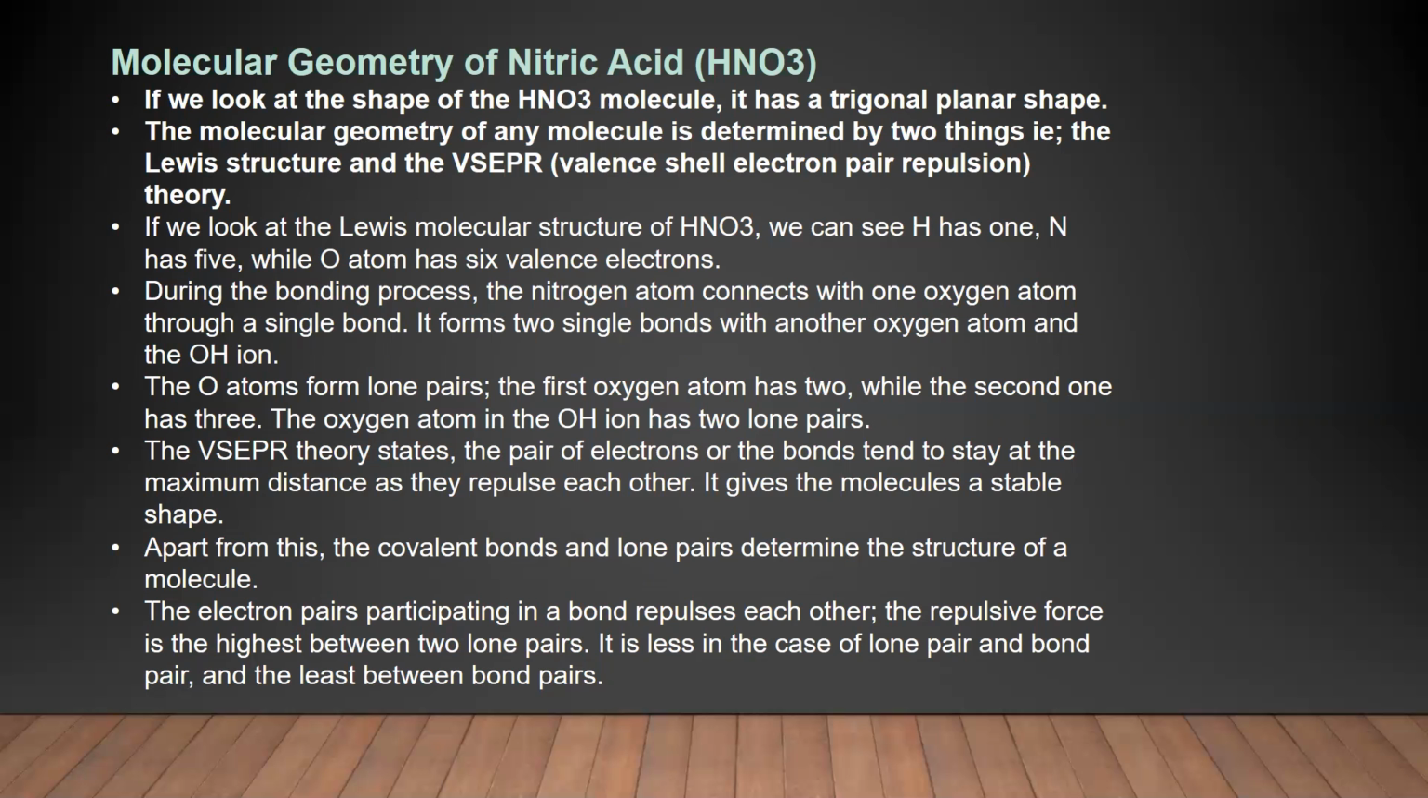During the bonding process, the nitrogen atom connects with one oxygen atom through a double bond. It forms two single bonds with another oxygen atom and the OH group. The oxygen atoms form lone pairs. The first oxygen atom has 2, while the second one has 3. The oxygen atom in the OH chain has 2 lone pairs.